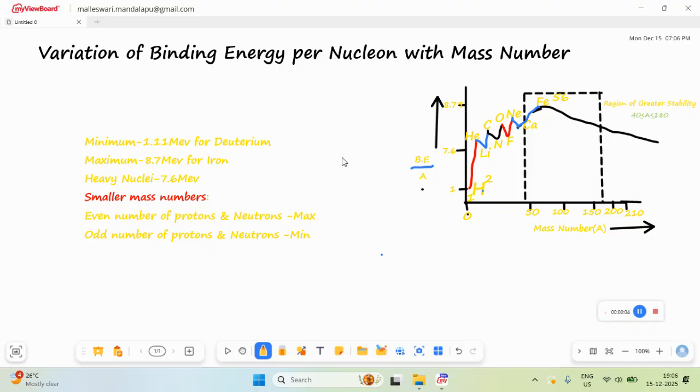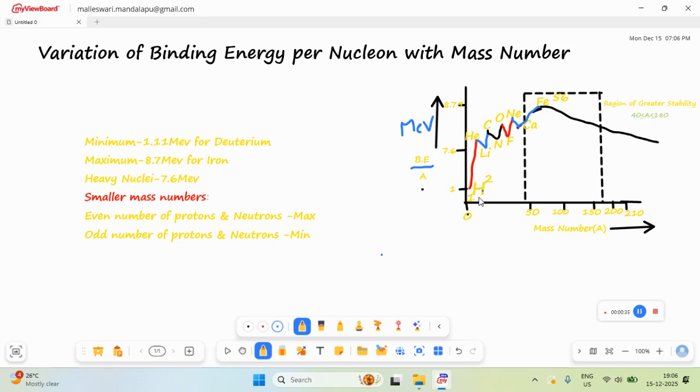This is a graph of variation of binding energy per nucleon with mass number. On the x-axis, mass number is given from 0 to 210, and on the y-axis, binding energy per nucleon in million electron volts is given. So let us observe this.